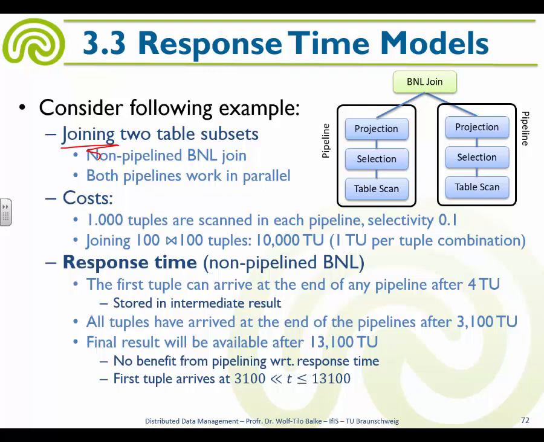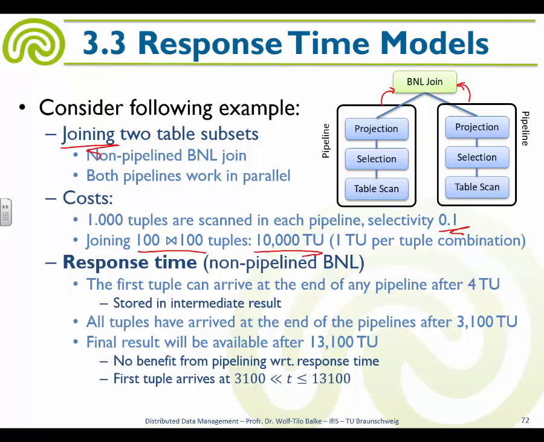So let's look at block-nested loop joins that are non-pipelined and pipelined, right? So we have the table scan, selection, projection, and both produce inputs for the block-nested loop joins, right? So 1,000 tuples are scanned in each pipeline. Let's assume a selectivity of 10%, so 100 tuples have to be joined, and joining 100 times 100 tuples will give 10,000 time units, right? So every join is one time unit.